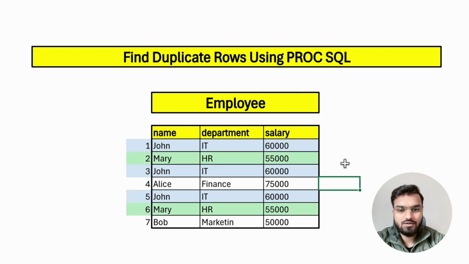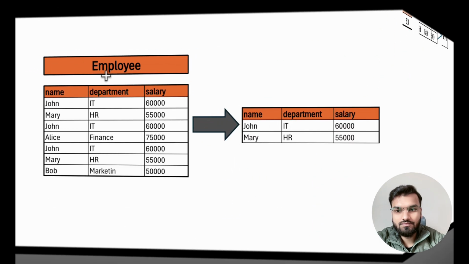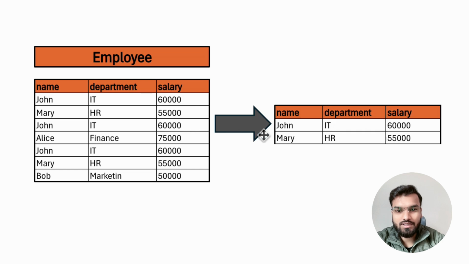So our task is to find the duplicate rows, and we want output like this. From this employee table, we want an output like this, because John IT salary 60,000 is duplicate and Mary HR salary 55,000 is duplicate in this employee table. So we want this output in our final result.